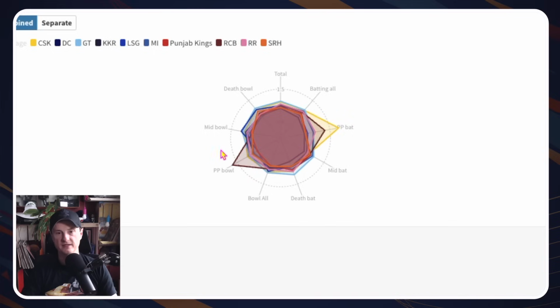Essentially, you want to be like this. A nice, lovely shape prodding out. The further out you are from the center of the circle, the better you are as a team. You don't want to be one of these teams that's kind of trapped in here in the middle.